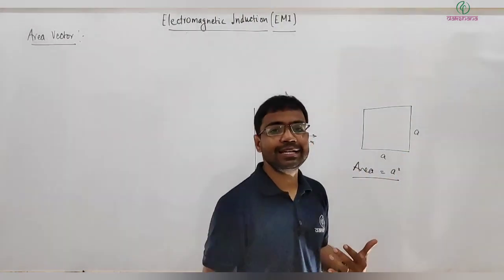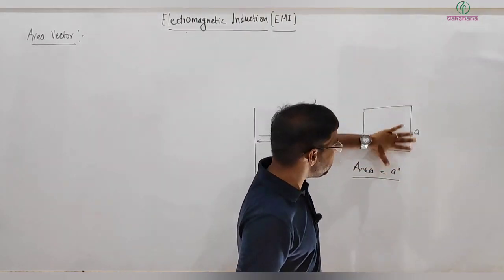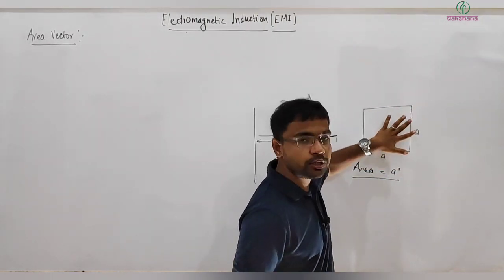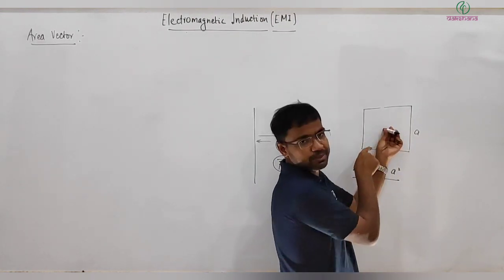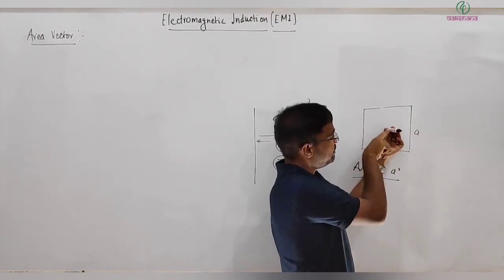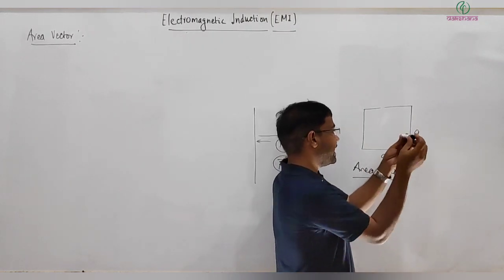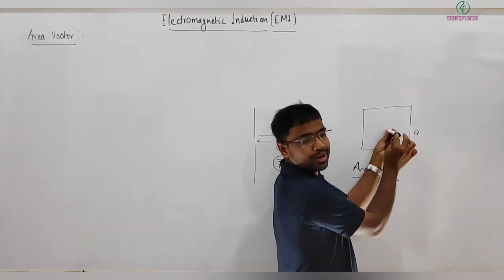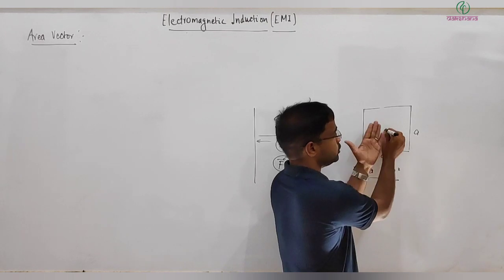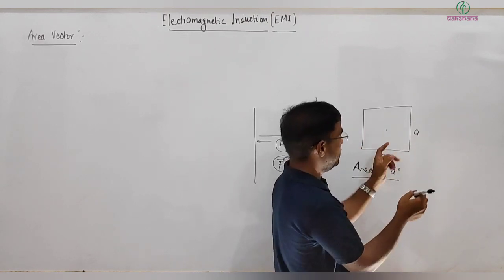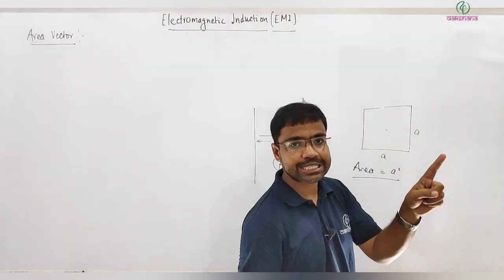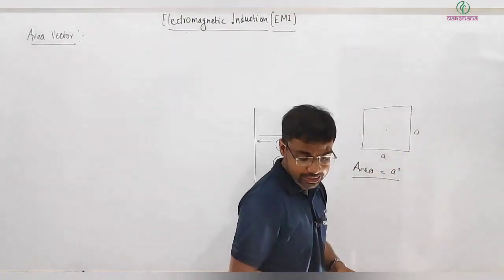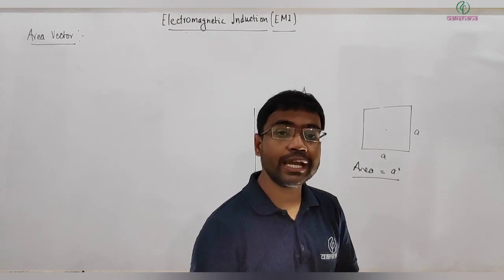Conventionally, in this case, because it's a plane, the direction of this area vector is given by the normal to this plane. That normal will be either outward or inward. Understanding? So if I'm taking this as the plane, then its area magnitude is given by this and its direction will be this.